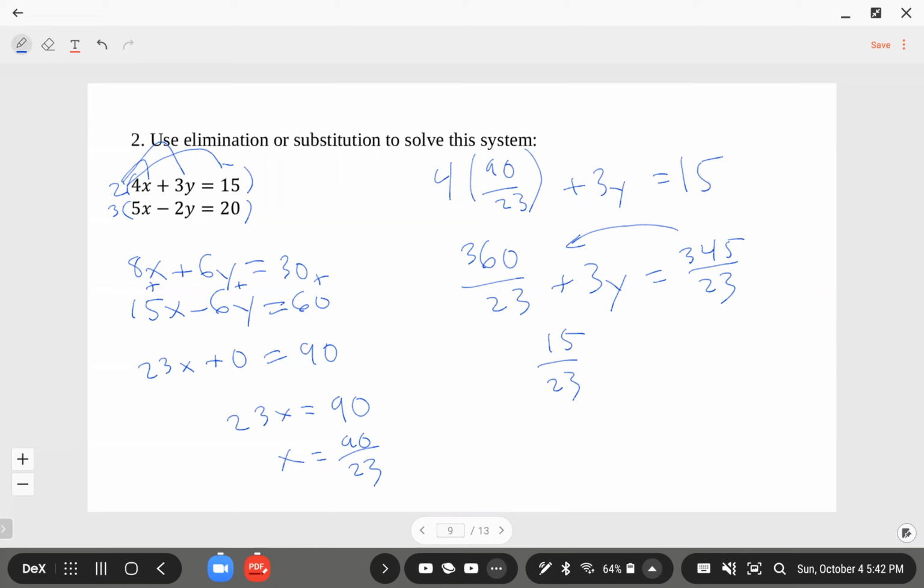15 over 23, and then we still have a y, so let's move it to the other side, negative 3y. Remember, change the signs. It turns into negative 3y, and you actually subtract 345 over 23. Now we need y by itself. Divide by negative 3, divide by negative 3, and you get your answer. This might be a pretty complicated fraction, but you get the idea. So this is how you solve elimination, and sometimes you need to multiply it to fit your needs.